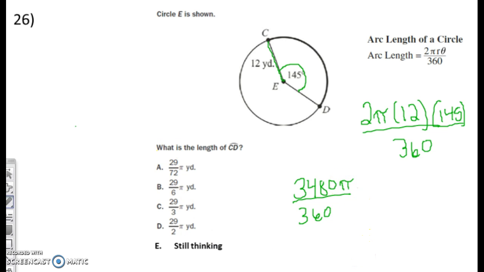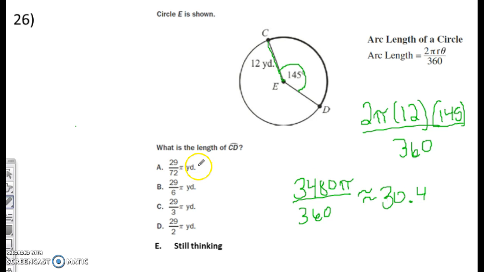And now we have to figure out which one of those matches. For me, it's probably going to be easiest to turn this answer into a decimal and turn these into a decimal and match them up that way. So I'm going to do 3,480 times pi and then divided by 360. So the arc length here is approximately 30.4.